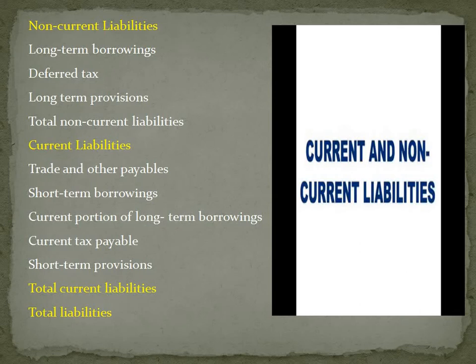Liabilities are further divided into non-current liabilities and current liabilities. Liabilities mean the entity owes to someone. Non-current liabilities means those which have to be settled over a long-term period. Current liabilities means those which have to be settled within 1 year. Under non-current liabilities: long-term borrowings, deferred tax, long-term provisions. Under current liabilities: trade and other payables, short-term borrowings, current portion of long-term borrowings, short-term provisions.